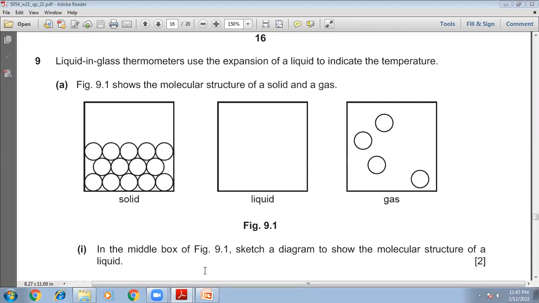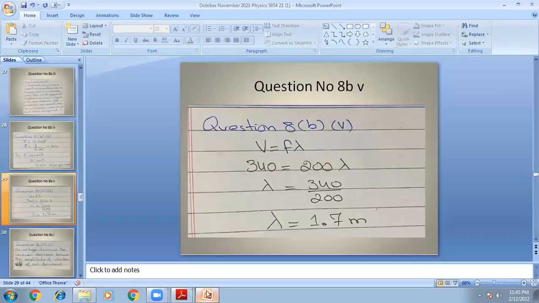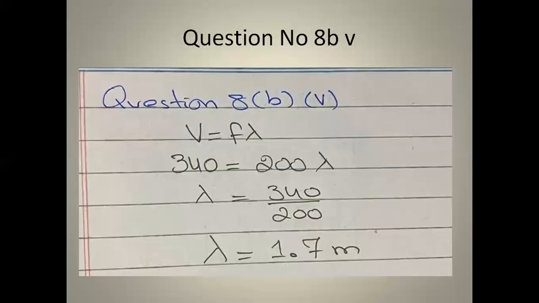The molecules of the liquid are not arranged in regular patterns. They are randomly placed, and some of the molecules are close to each other, some are away from each other. So the molecules will be moving in all directions in random motion. So the intermolecular spaces will be larger than the solid molecules, but less than the air molecules. So let me show you my answer. I have written this answer.